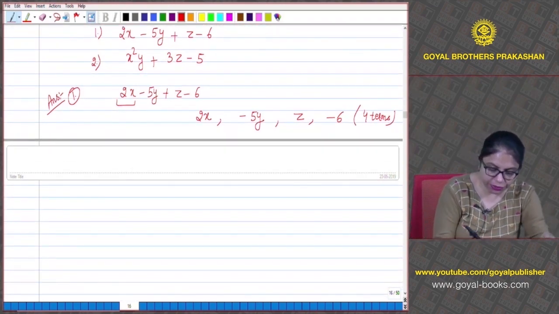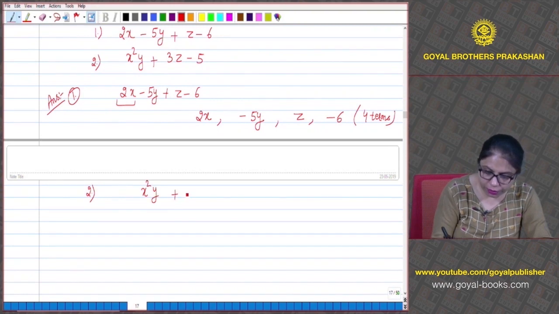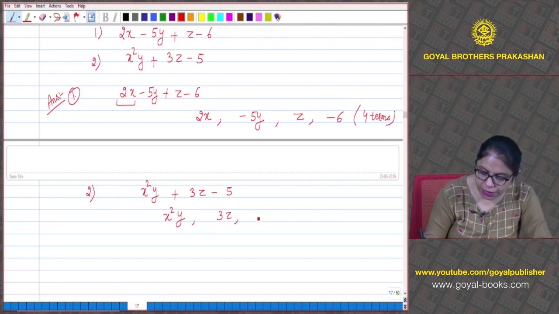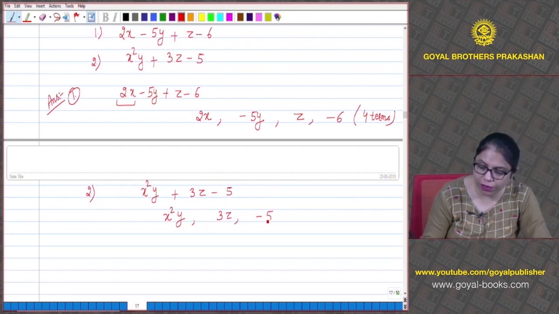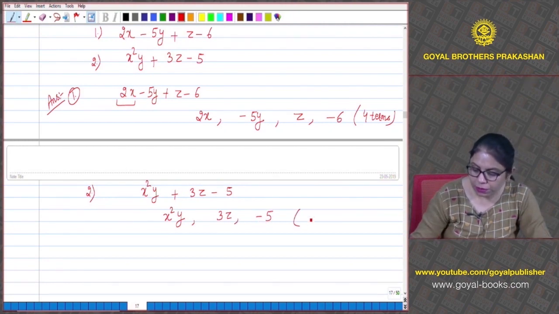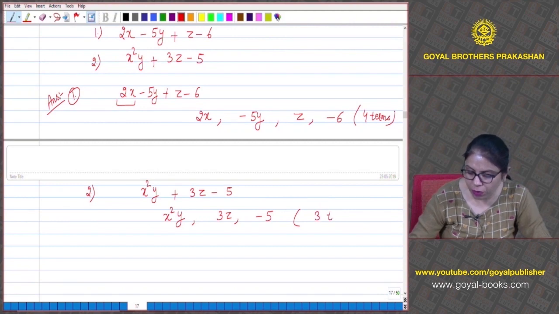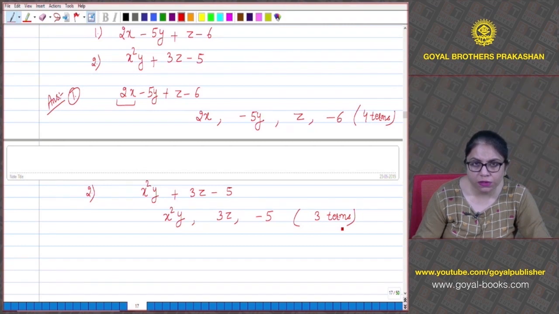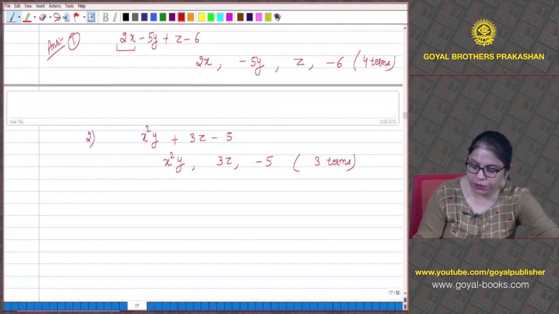See the second expression. Second expression is x square y plus 3z minus 5. So here the terms are what? First term is x square y, second is 3z, third is minus 5. That means this expression has how many terms? 3 terms. This expression has 3 terms. Clear? Let's discuss another question.